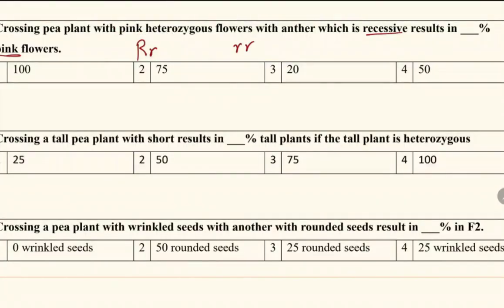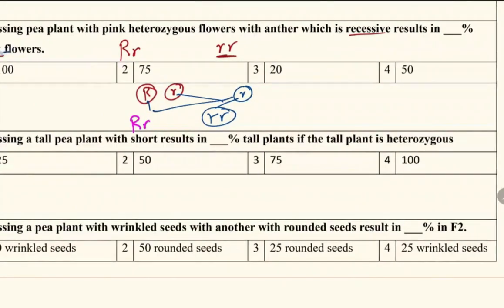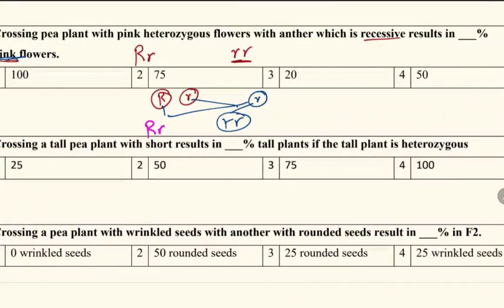How can we work out this example? Here we have gametes R capital and R small, and in this genotype we have only one gamete R small. If we cross them, that's going to be R capital, R small, which is pink, and the second one will be R small, R small, which is white. So how many of them will be pink flowers? That is going to be 50%. If it tells us how many will be white, also that's going to be 50%.